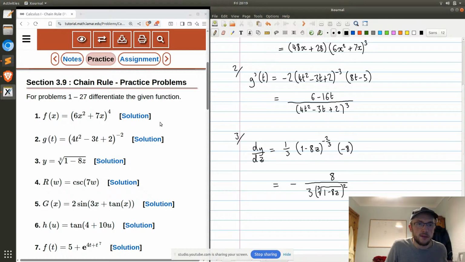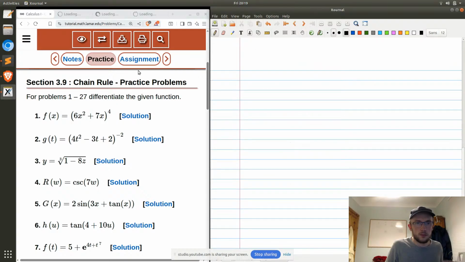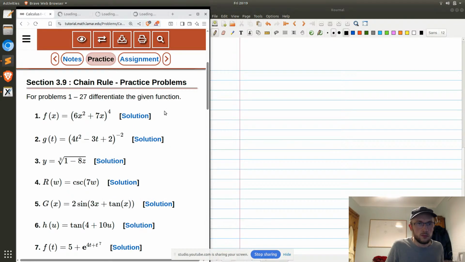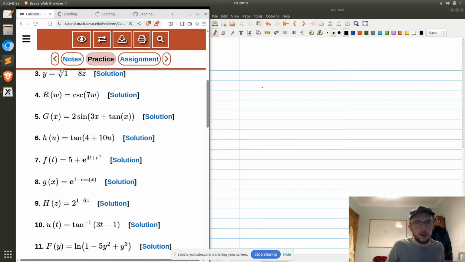That should be sufficient for that. And now we must check. Everything must be checked. Great. So it's in one of those moods where it's going to take ages to load. So I'm just going to move on.